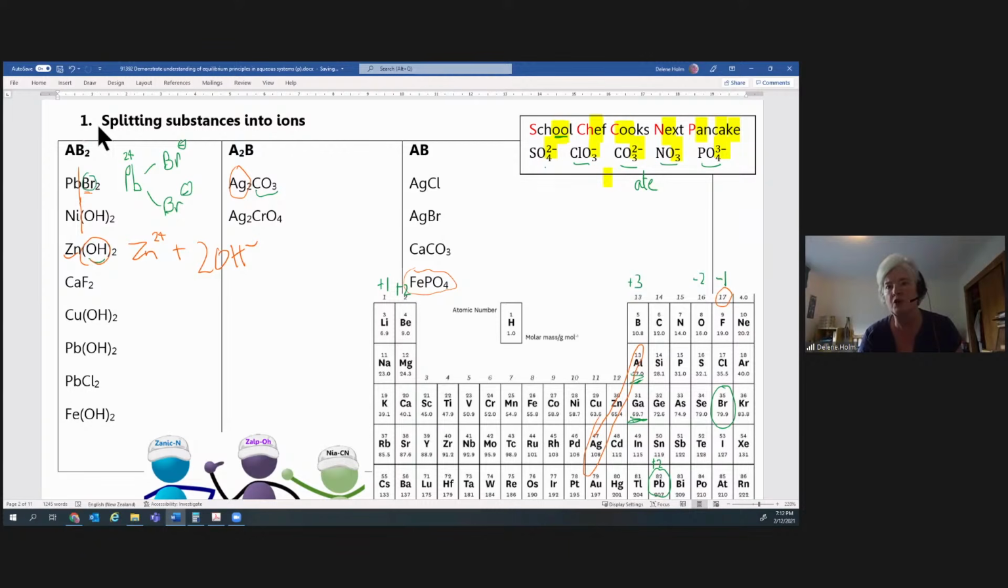So silver always has a +1 charge. Zinc always has a +2 charge when they're an ion. And aluminium, being in group 13, obviously has a +3 charge. So hopefully, I have spent a bit of time here, but I can't stress enough how important it is to know your ions and to be able to break up the compounds in the right place.